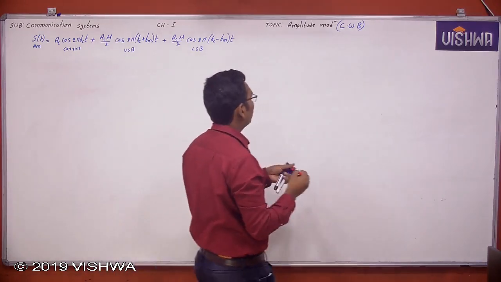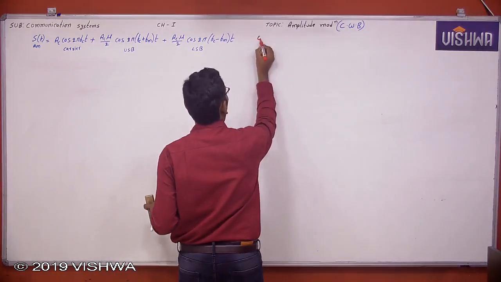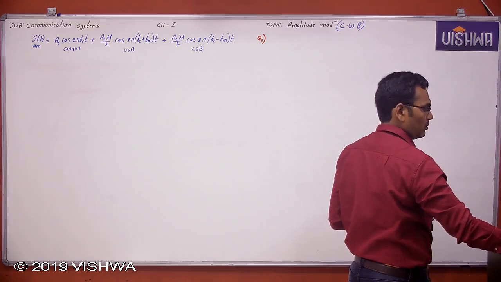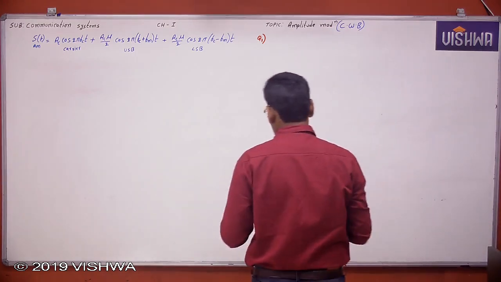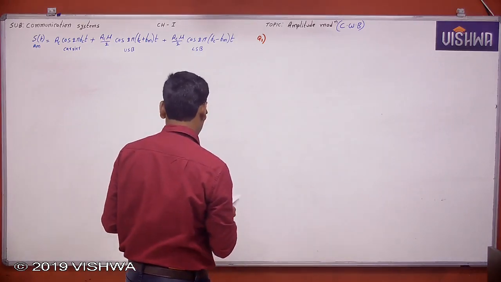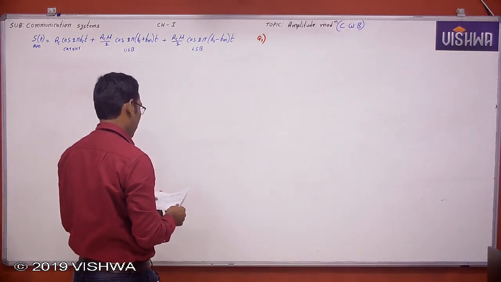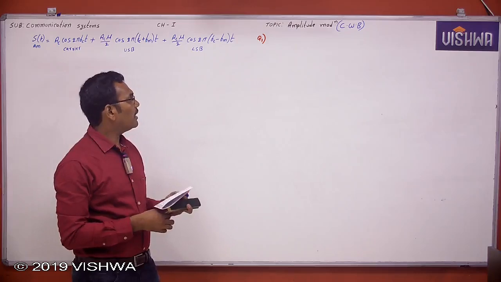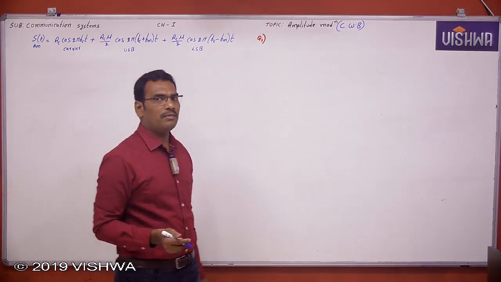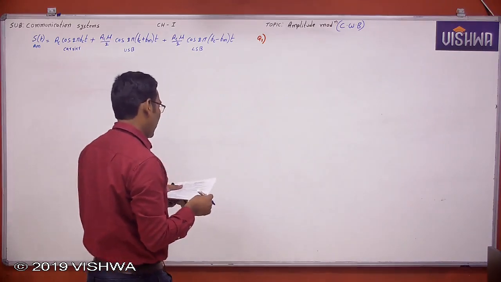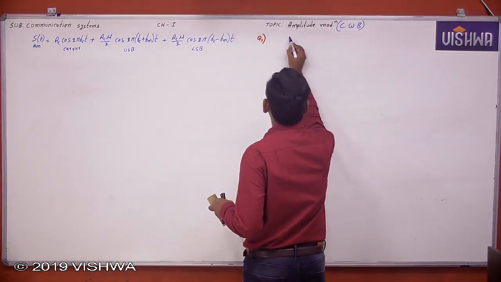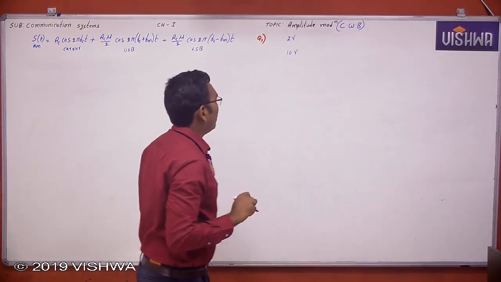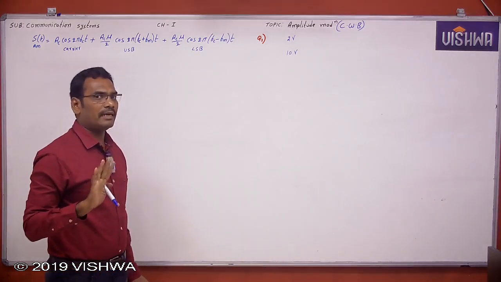Now this is classroom workbook question number 1. Remember it. The amplitude of the AM signal. AM signal means after modulation or before modulation? After modulation. The amplitude of the AM signal varies from 2 volts to 10 volts. It means modulation is completed, so this is after modulation.